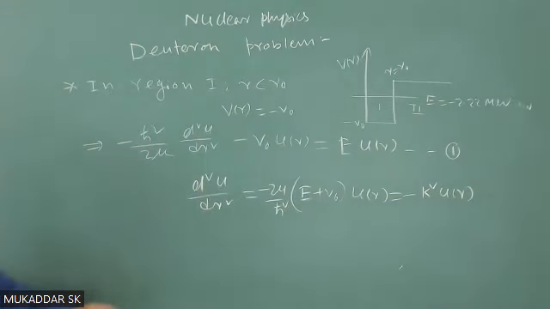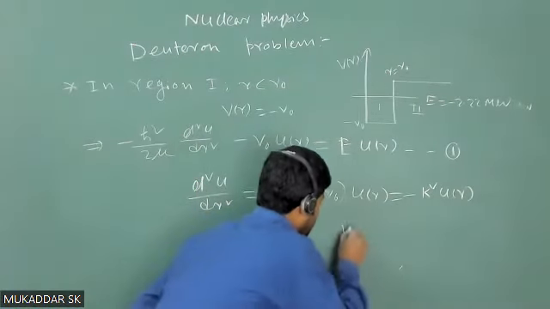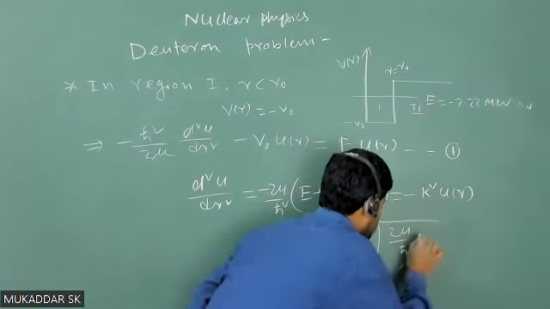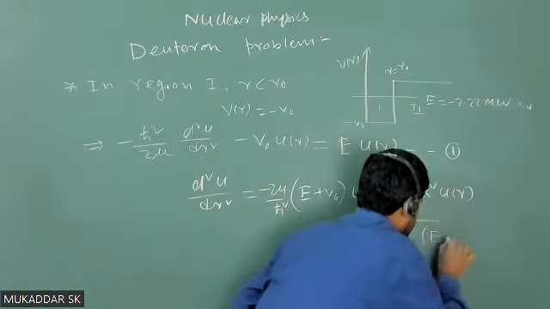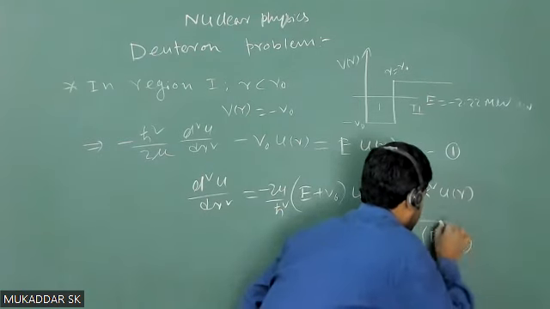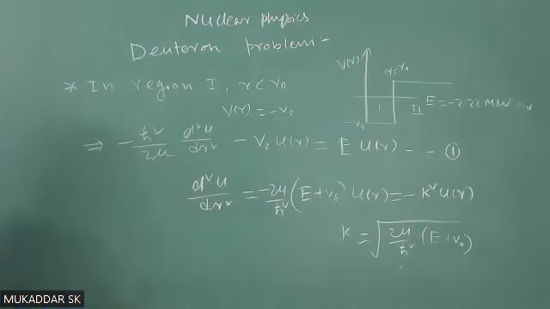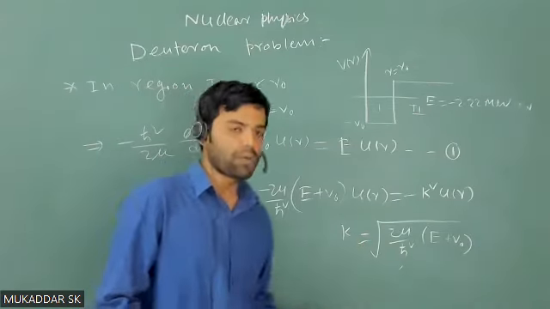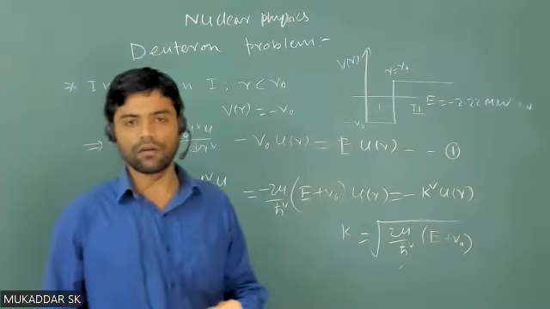But why have I taken k like root over twice mu by h cross square, then E plus V naught? Why have I taken k like this? Because k is representing your propagation vector, right? K is your propagation vector.